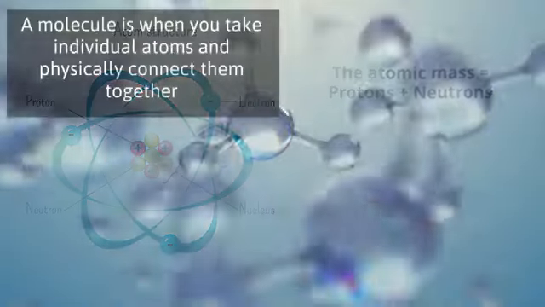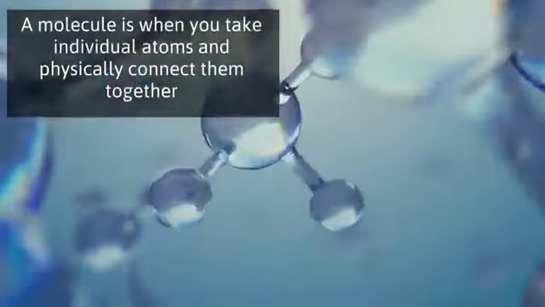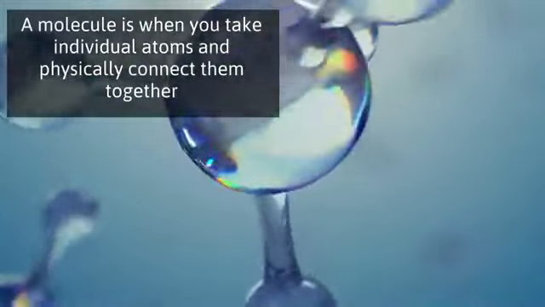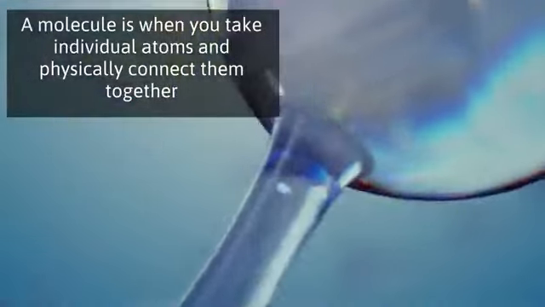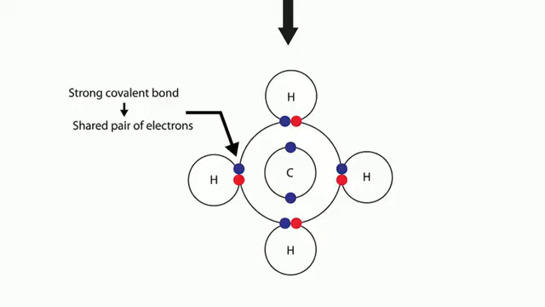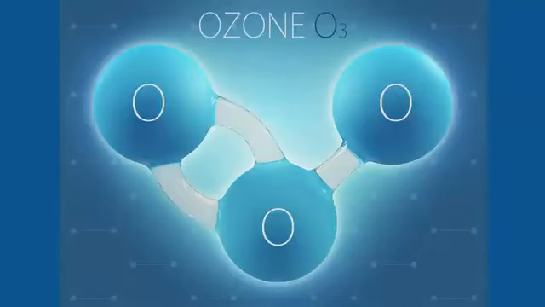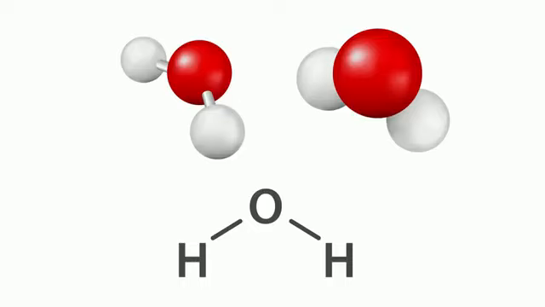A molecule is when you take individual atoms and physically connect them together. The atoms are stuck together by sharing the electrons, which is a covalent bond. A molecule like ozone can be two or more of the same atom. Another example is when you stick two hydrogen atoms to one oxygen atom, you get water.